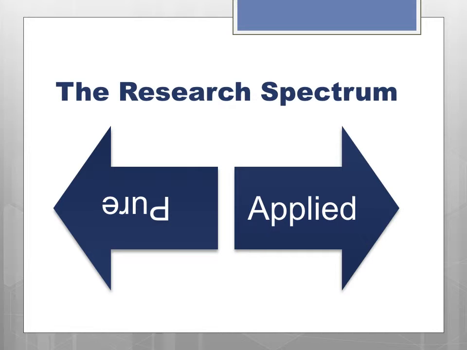Now, you could just do pure research, that's absolutely a possibility, and never apply it. Or you could just do applied research and never get to the pure side. So what we're going to do is take a look at how we define these two ends of the spectrum, what other kinds of research and what kinds of designs are part of these specific types of research, and how this hierarchy works.